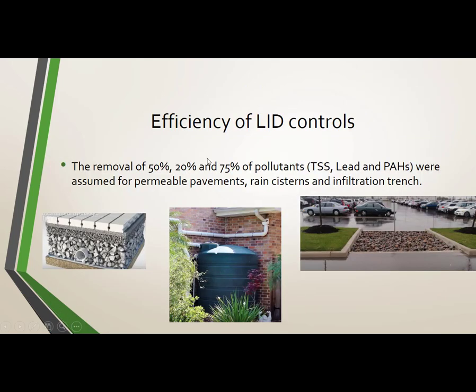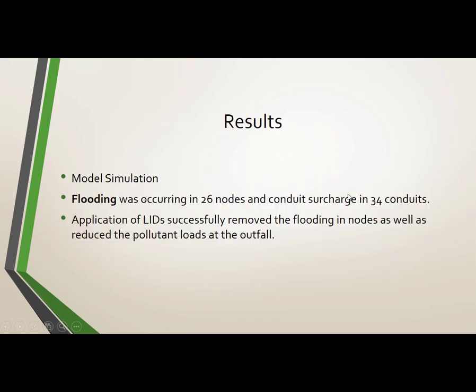Moving forward, the efficiency of the LID controls needs to be defined so that we tell the model what percentage of the inflow pollutants are captured by the LID controls. So we assumed based on the literature that the removal for all the pollutants, TSS, lead, and PAHs, is 50% by permeable pavements, 20% by rain cisterns, and then 75% by infiltration trench. This is coming from the literature, and let's go to the model simulation.